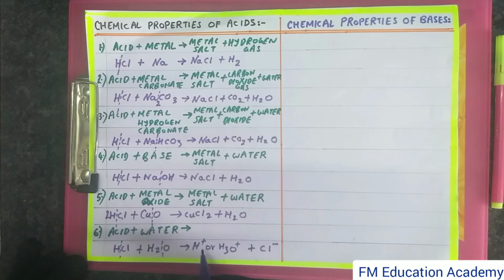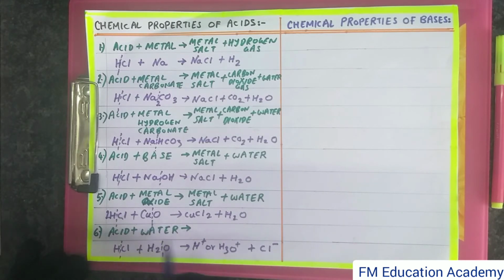That is, either H plus ions are released when acid dissolves in water, or H3O plus, that is hydronium ions, are released when acid reacts with water. And as we have chlorine here, Cl minus ion also splits. That is, it splits into 2 parts, that is cation plus and anion minus. Remember this.